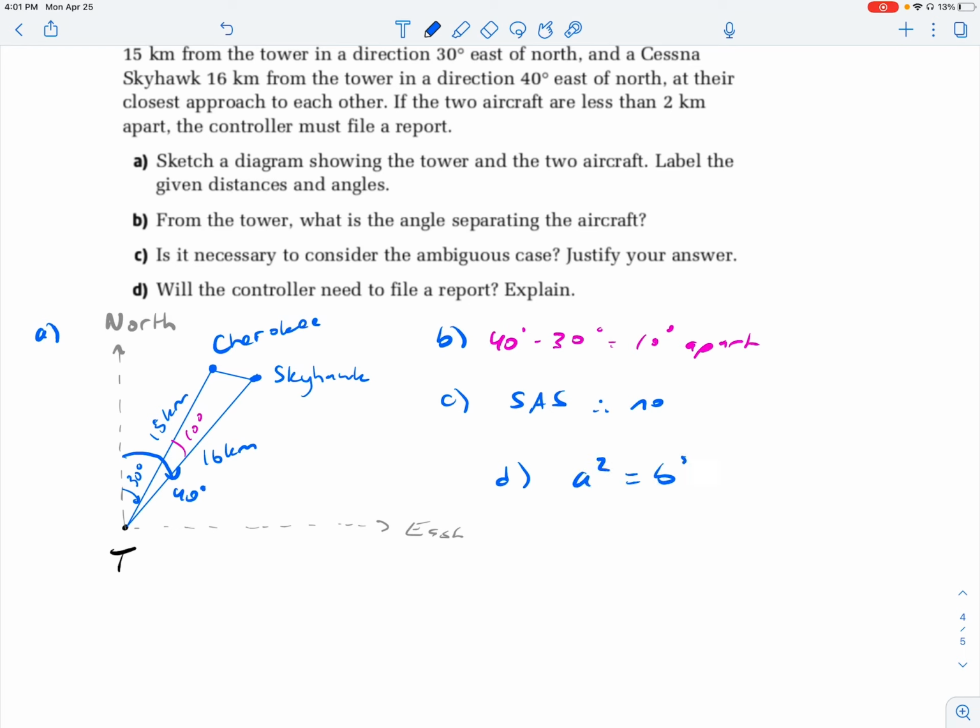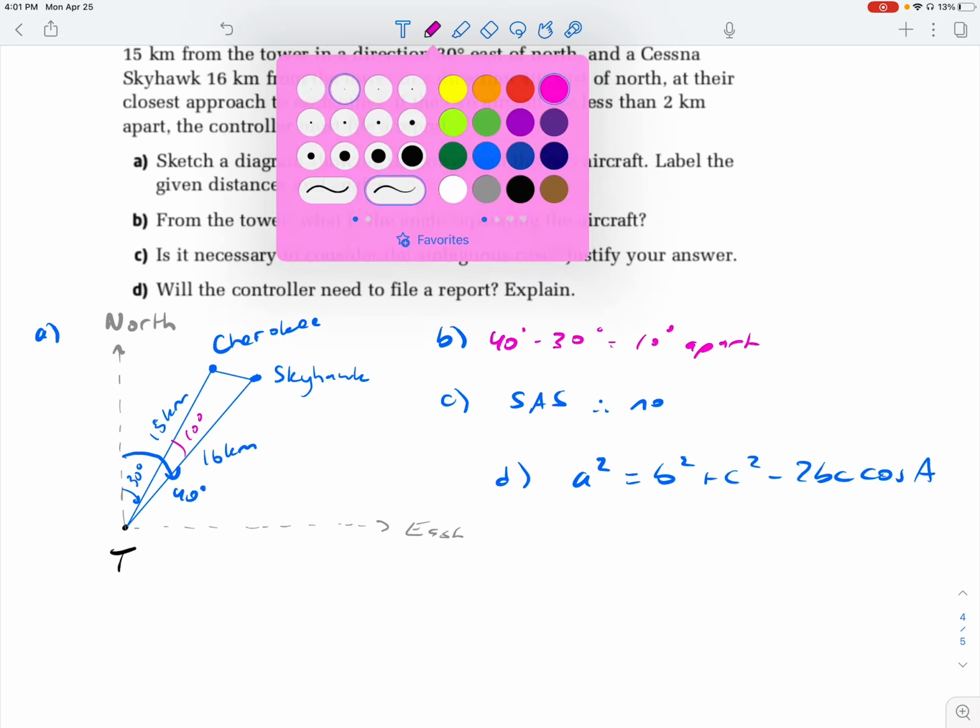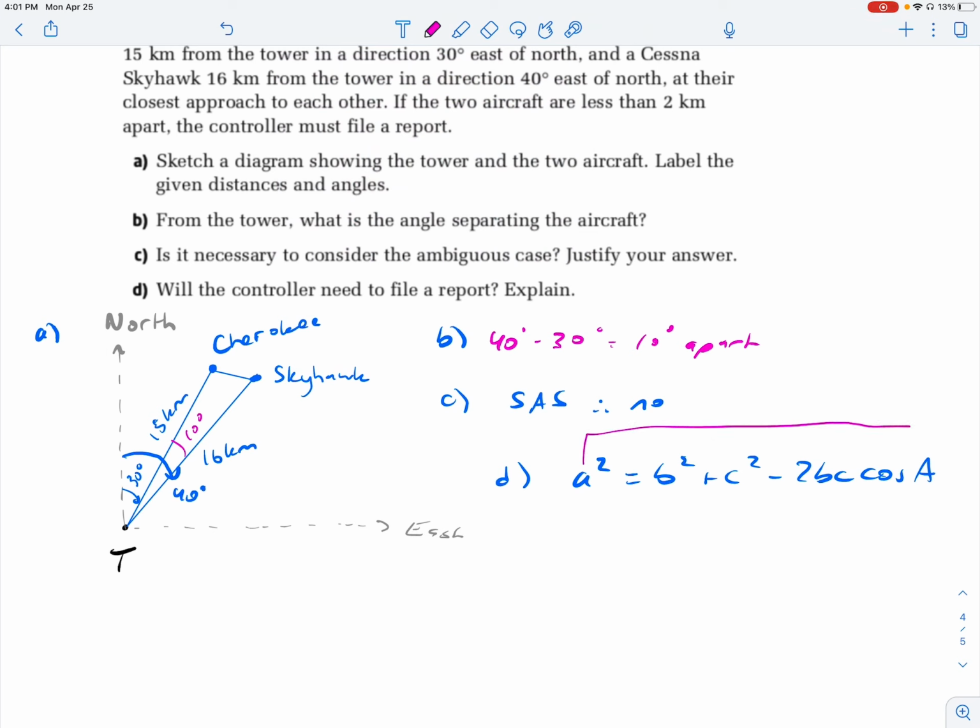I haven't really labeled any of the vertices, but this is our cosine law. I'll write out the general formula. A squared equals b squared plus c squared minus 2 times b times c times cos of the angle in between the two sides, cos A. Remember, these always pair up with each other as opposites. All right, so we're looking for this side here. So that's going to be my A. The angle A is going to be 10. That's what I'm going to use in here. My other two sides are basically the b and c.